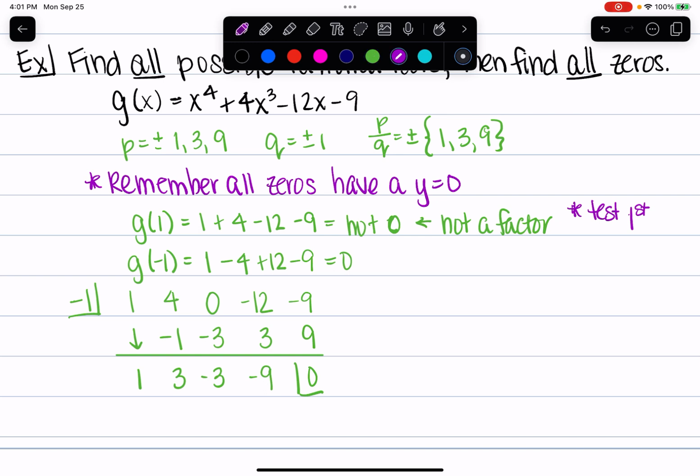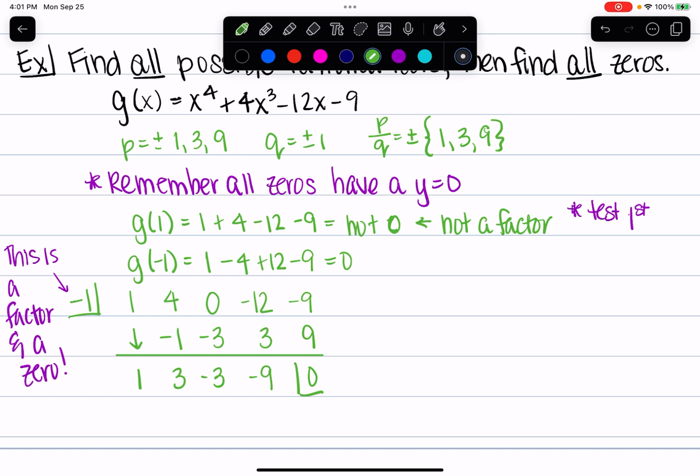Oh my gosh, I can't change colors. This is a factor and a zero. Okay, it's both.